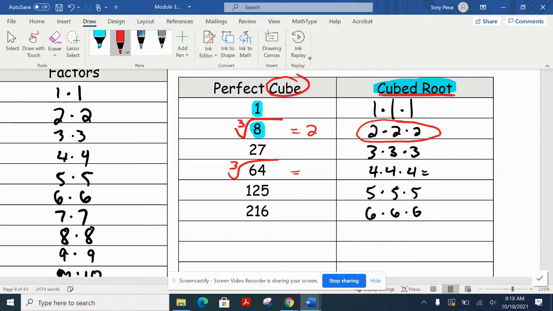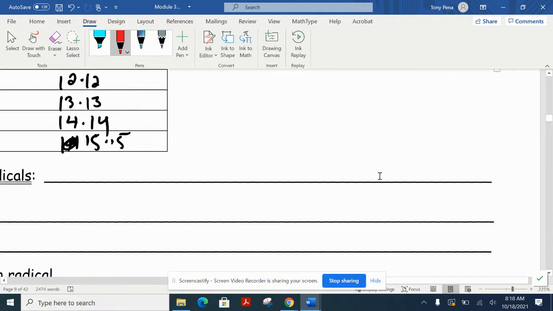So I would ask, if I said, what's the cube root of 64? You would tell me that is a 4. All right? Does that somewhat make sense? So keep that in mind as we go down here.